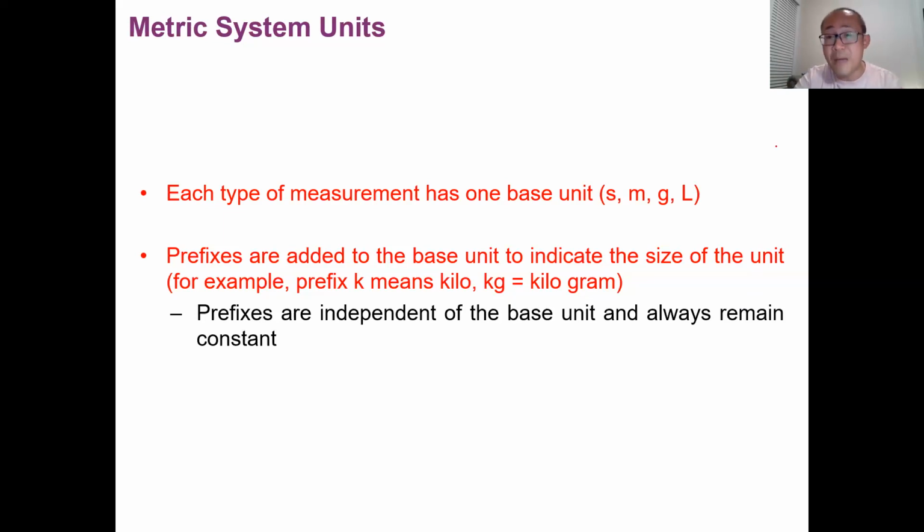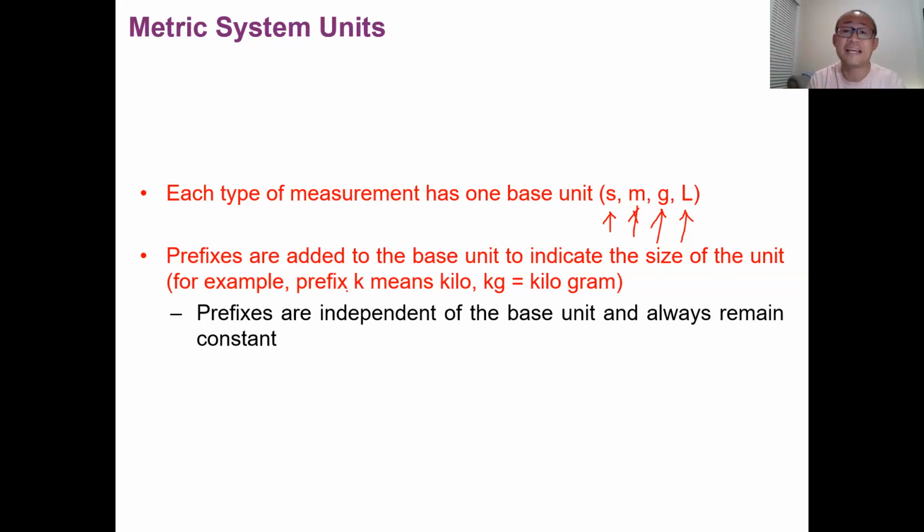Now, metric system units: for each type of measurement, there is a base unit. For example, for time, the base unit is second. For length, the base unit is meter. For mass, the base unit is gram. And for volume, the base unit is liter. You can see that these are the base units for measurements. And someone may ask, what if the measurement we get is too big or too small for a base unit? Don't worry, we have a solution. We use prefixes added to the base unit to indicate the size of the unit.